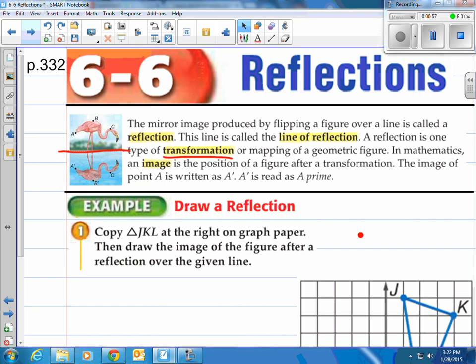In mathematics, an image is the position of a figure after a transformation, once you take the figure and you move it. The image of a point A is written as A prime. So A with that little quote mark is actually called A prime. We talked about that in another class.